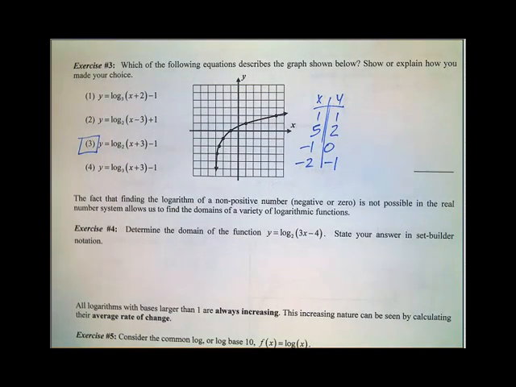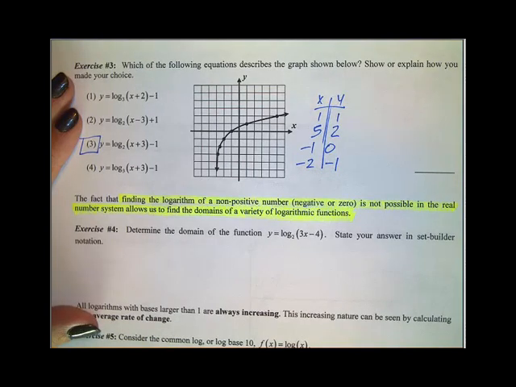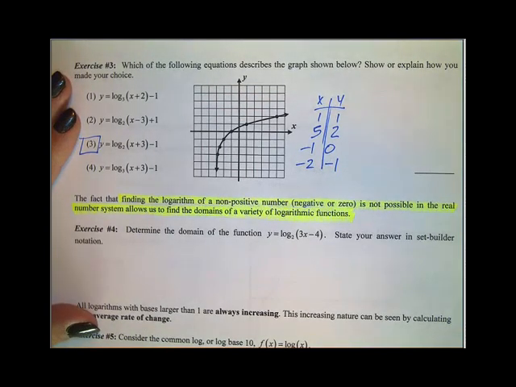All right, so now the fact that finding the logarithm of a non-positive number, negative or 0, is not possible in the real number system allows us to find the domains of a variety of functions. So go ahead and pause the video and make sure you highlight that and you know what that means. So remember, your base and your number cannot be negative or 0.